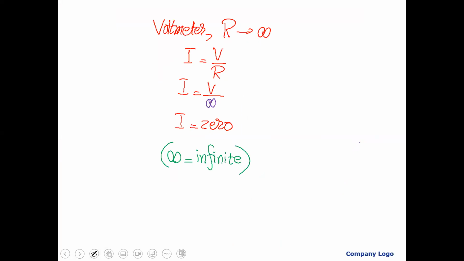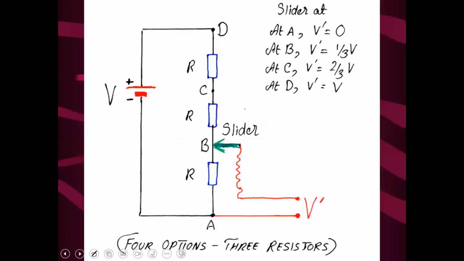Now, voltmeters are considered to be high resistance meters. Virtually, they have infinite resistance. Why infinite resistance? So that current remains zero. You can use a number of resistors depending upon the clicks.